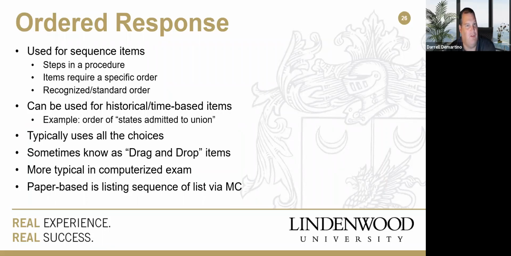We often call this a drag and drop item. Typically seen on computerized items, it's a little harder to do on a multiple choice. Although we did see that you can actually do a multiple choice question by asking for sequencing. I think they're complex. It's like 1753 is the order, or 3792 is the order. And that becomes very confusing. So the drag and drop makes a lot of sense.